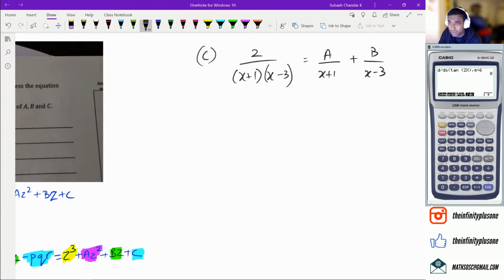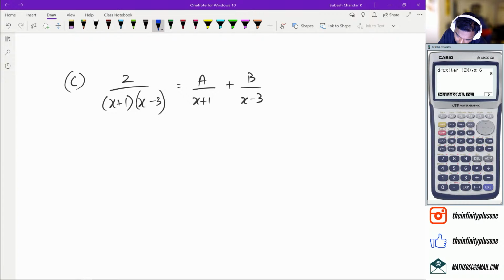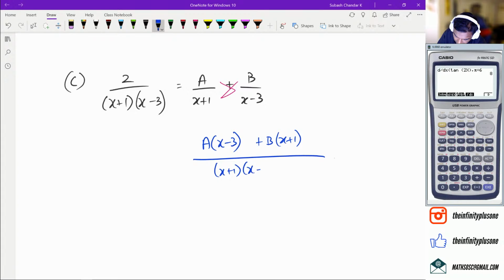All right, so how do we go with this question? Look, all you've got to do with this question is simply cross multiply and rearrange the numerator so that it equals 2. What do I mean by that? In here, we can cross multiply, and we end up with a times x minus 3 plus b times x plus 1. Because we cross multiplied, the denominator is x plus 1, x minus 3, and this is now equal to 2 over x plus 1, x minus 3.